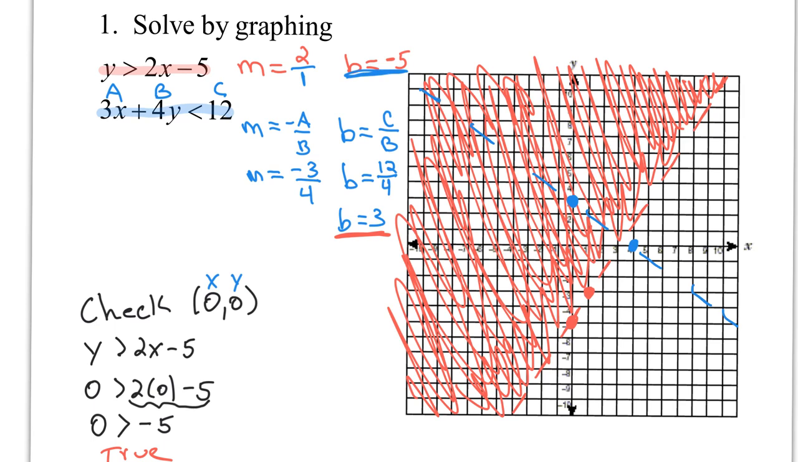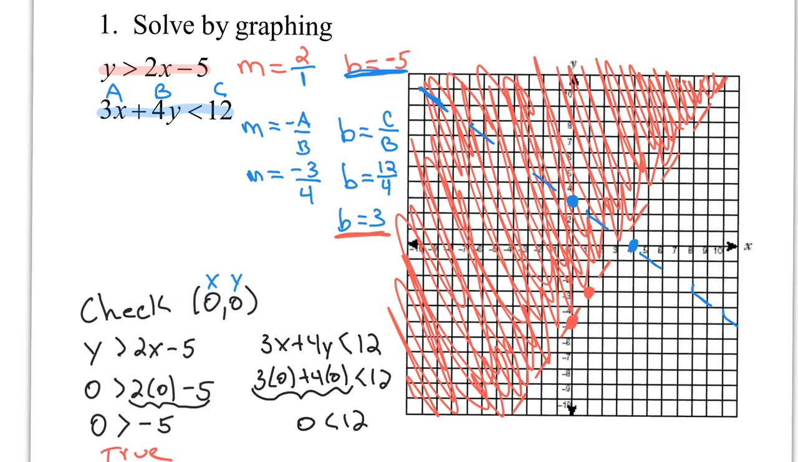So I am going to check the origin again. And if it's true, I'll shade where the origin is at. If it's false, I'll shade away from the origin. So now I'm going to substitute 3x plus 4y is less than 12. So 3 times 0 plus 4 times 0 is less than 12. You do the math right here, and that's just 0 is less than 12, and that is true.